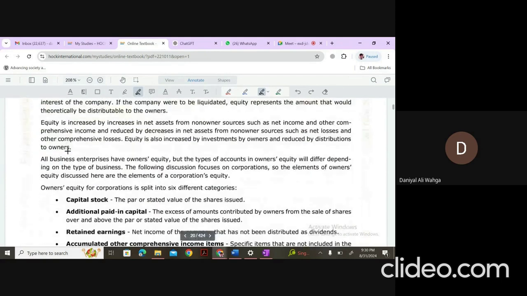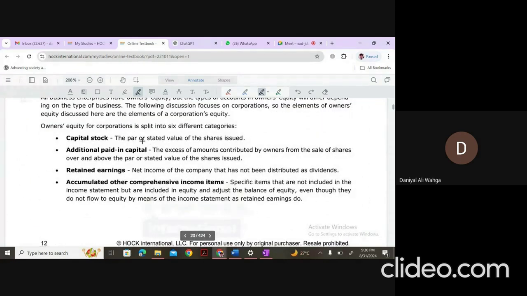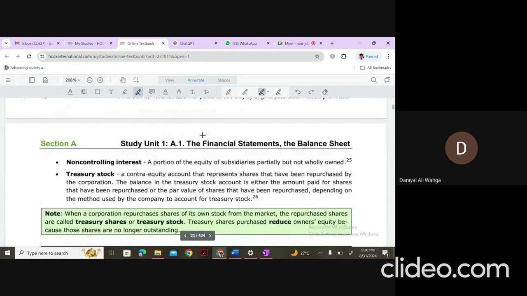What is equity? We have already discussed equity. Equity basically evidences the residual interest of the shareholders in the assets of the company after deducting all of its liabilities. What are the components of equity? That is the capital stock or the par value, additional paid-in capital, the excess amount, also known as the share premium, the retained earnings, also known as the accumulated profits, which we have already discussed, and any other comprehensive incomes and reserves.